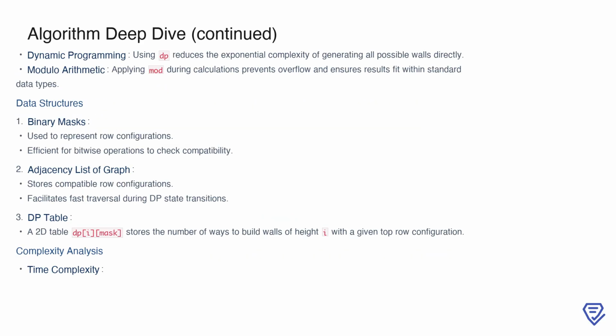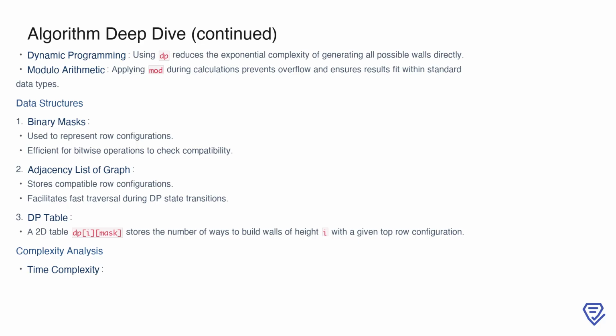Dynamic programming is essential here because it drastically reduces the complexity of the problem compared to directly generating all possible wall configurations. By breaking the problem into smaller states and storing intermediate results, we avoid redundant calculations. Modulo arithmetic is applied throughout the calculations to ensure that the results remain within the bounds of standard data types. The data structures used in this solution are carefully chosen for efficiency. Binary masks are used to represent row configurations compactly, allowing fast bitwise operations to check compatibility.